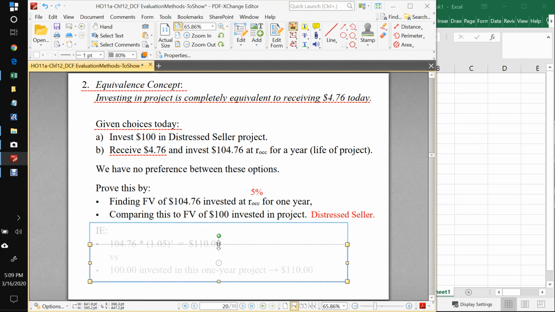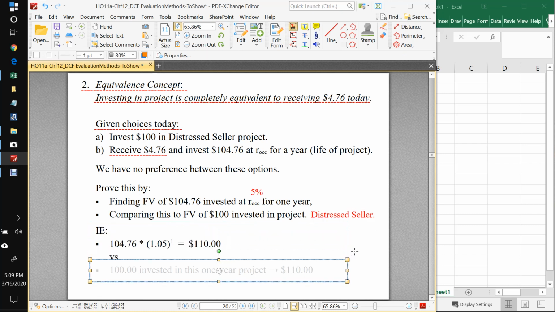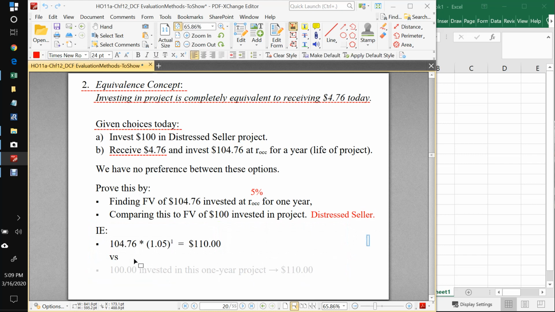So here's how this would look mathematically. If we get the $4.76 dropped on our head, we add that to the 100 and invest that in the shares of the Mint ETF. We know we're going to get 5% on that, and you should work this out, but you should convince yourself that that comes out to 110.